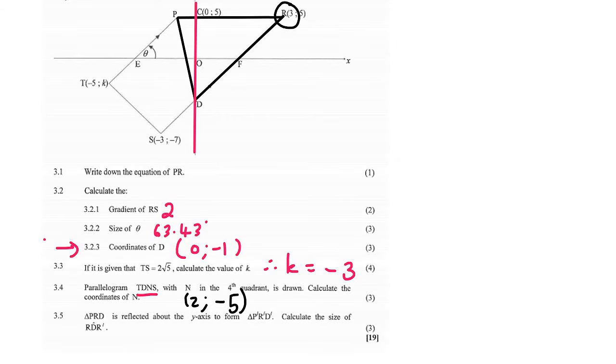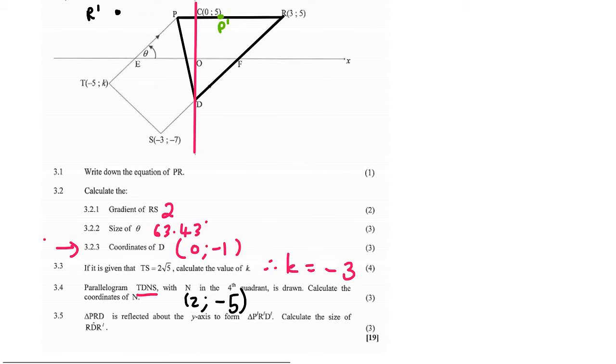So this point R is going to end up somewhere over here, and we'll call that R with a little line to show that it's the reflection. Point P is going to jump this way and end up over here. So I'm going to label that point P with a little line. And then point D is on the y-axis, so it won't go anywhere.